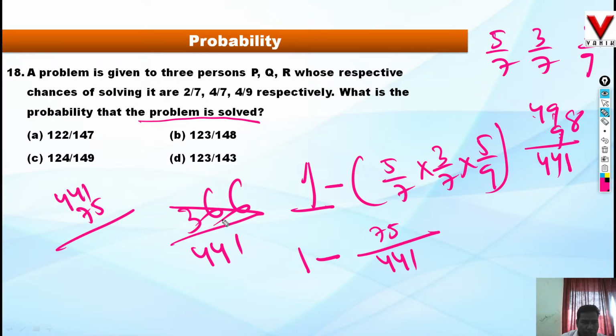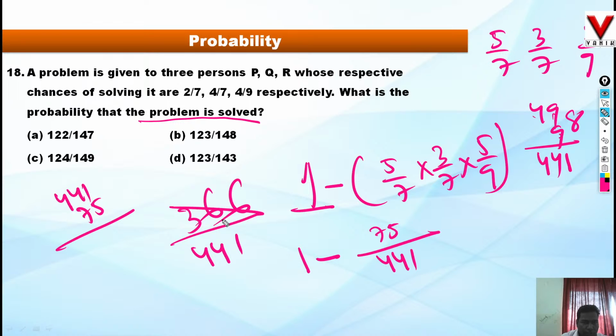The next number, 19. Find the probability of getting 2 heads when 5 coins are tossed. 2 to the power 5 is equal to 32. Then 5C2 means 10. 5 into 4 divided by 2 is 10. That means 10 by 32, which is 5 by 16. Clear? Then come to the next number.